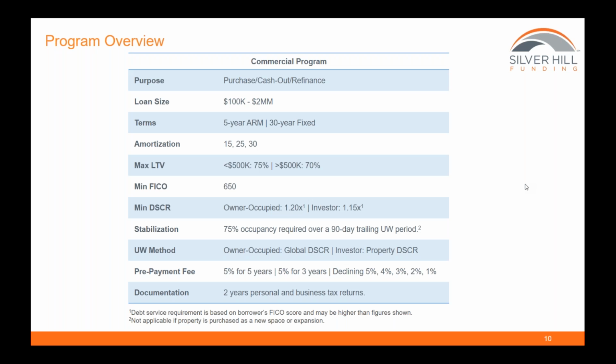As I mentioned, probably 50% of our loans are cash outs, and then we do a mix of rate and term refi and purchases for the other 50%. We do loans between $100,000 and $2 million. Our sweet spot really is under $1 million. That's where we really are most competitive and where the product works best. We offer amortizations of 15, 25, and 30. Most of our borrowers go with 30 years.